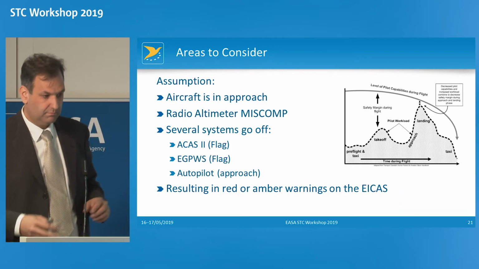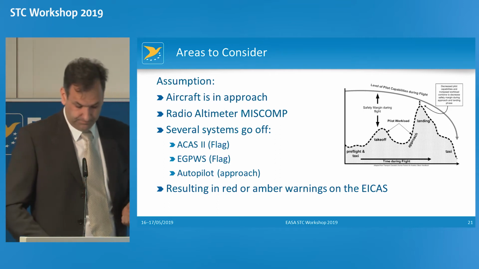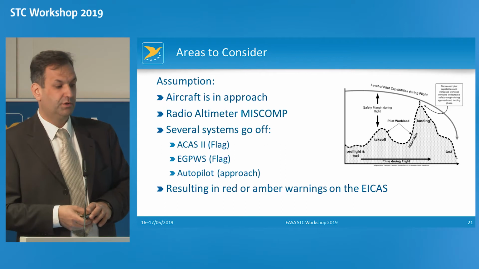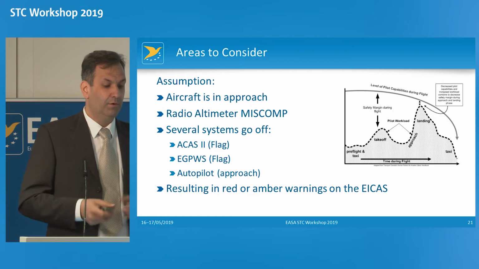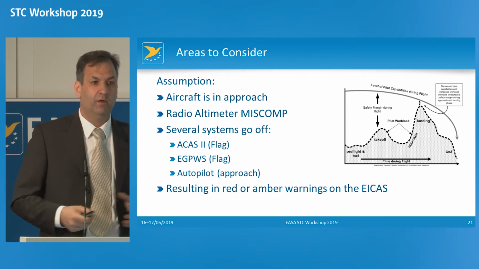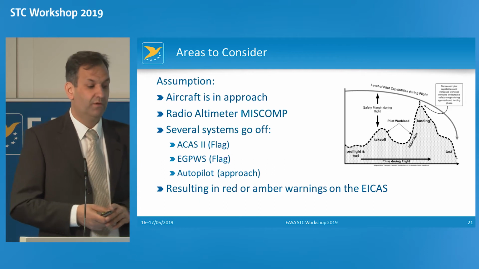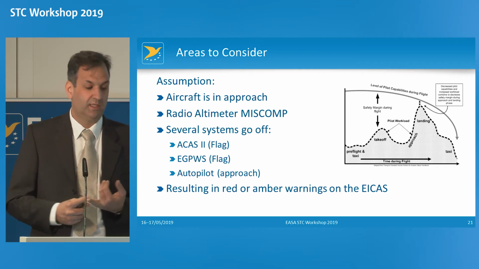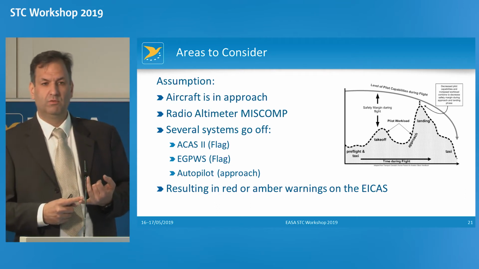Let's come back to an assumption, more or less a fictitious example. An aircraft is in an approach. It has an auto throttle installed. And in approach, the radio altimeter comes up with a miscompare. Due to this miscompare, several systems go off, like the ACARS, the enhanced ground proximity box, and the autopilot, which is coupled in approach mode, is disengaged. And you have a lot of red and amber warnings on the engine indication and crew alerting systems.